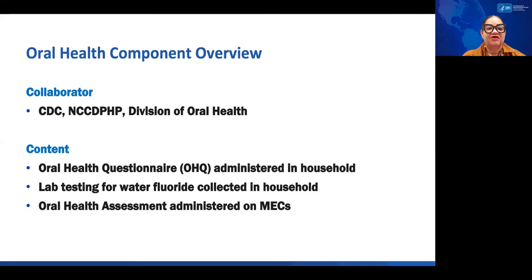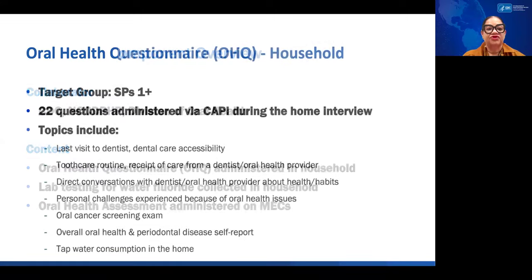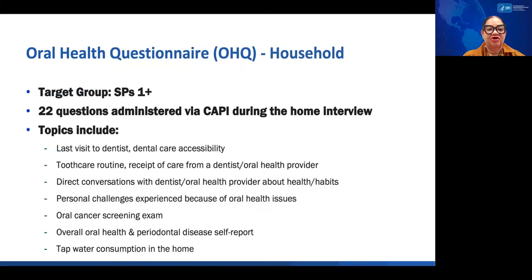This one is actually just focusing on that CDC is the lead collaborator on the oral health component. And I already mentioned to you that we have a questionnaire, we have the laboratory, and then we have the oral health assessment, which is essentially the examination or the screening. And then we have the target group is 1 years and older. We have 22 questions on the home interview. And those topics have like last visit to the dentist, direct conversations with the dentist or oral health provider about health or habits, oral cancer screening, overall health or periodontal disease self-report, and then the tap water consumption in the home. Next slide.